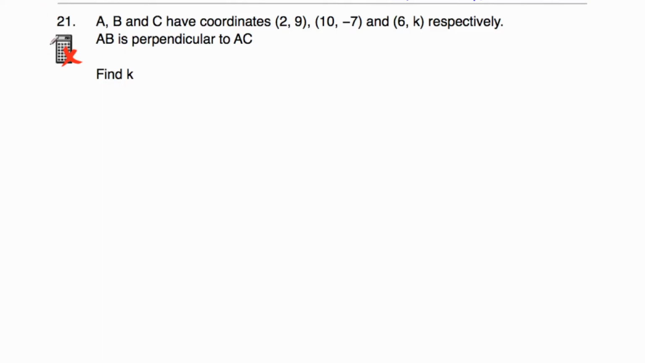And that's it. So Luna is correct. Okay, let's have a look at question number 21. It says the points A, B and C have coordinates (2, 9), (10, -7) and (6, k) respectively, and we're told that AB is perpendicular to AC. Find k. So let's do a little sketch and see what it looks like.